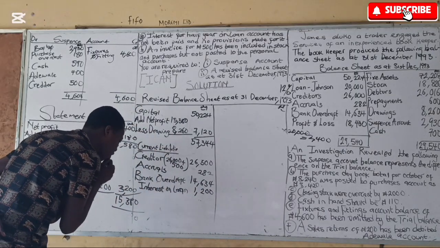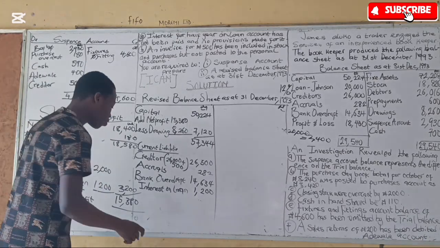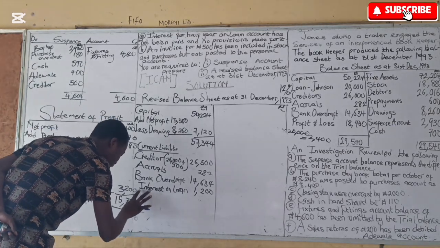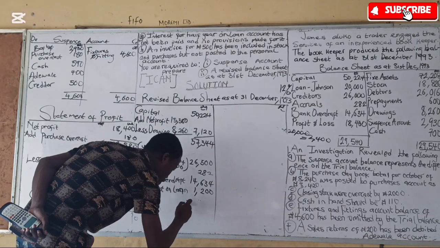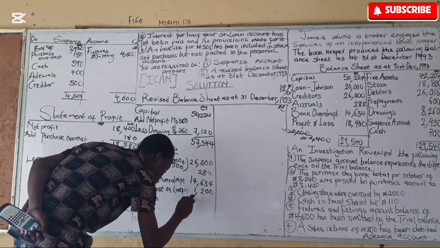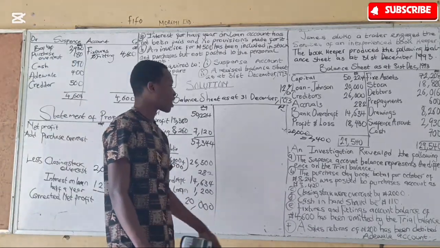Then what do we have also? We have the loan. The loan itself is a long-term liability. I said it the other time. So you have the loan, and the loan is 20,000 naira. So that's for the left hand side. Now let's move to the right hand side.